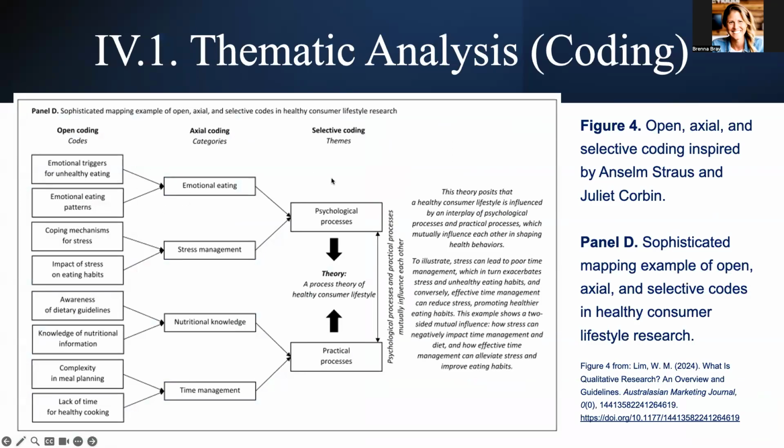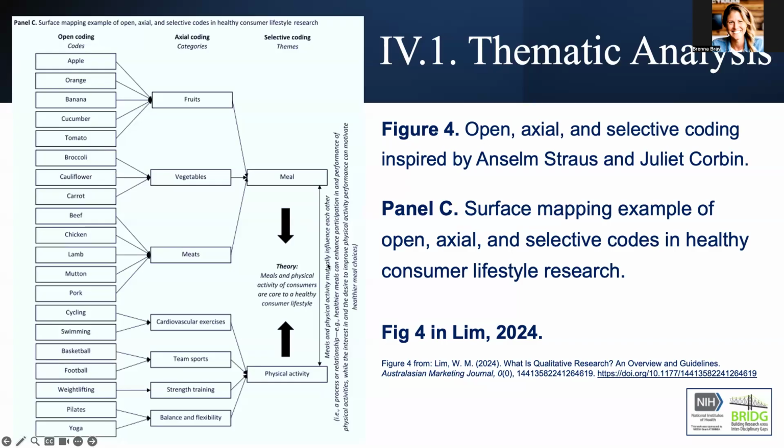So here's just another panel showing the sophisticated level of mapping and an example of open, axial, and selective coding, again, in healthy consumers' lifestyles. So here we've just got a different set of open codes. Oh, and actually, let me go back. So I'll just read here.